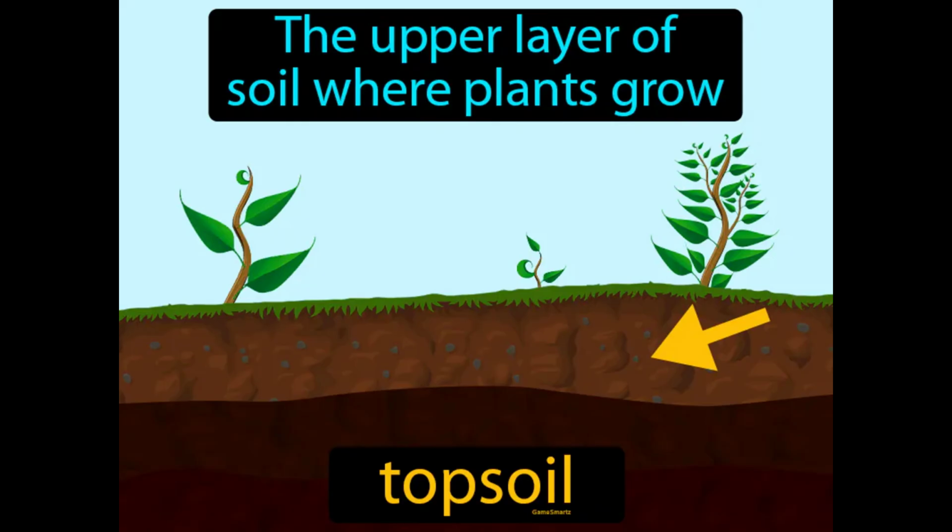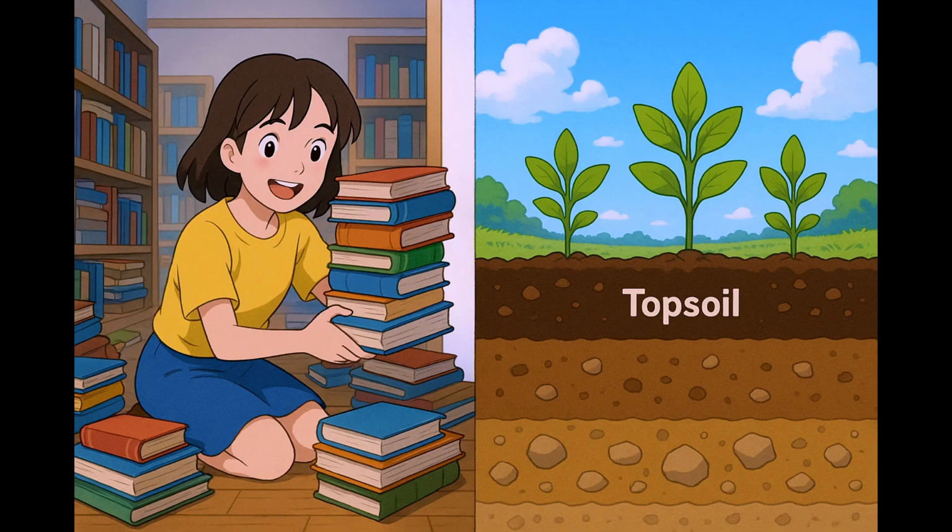The upper layer of soil where plants grow. Topsoil. Topsoil is the rich, fertile layer of soil on the Earth's surface that provides nutrients and support for plants to grow. Imagine trying to find a book in a large, cluttered library where everything is stacked randomly. Just like you need to sift through the top layers of books to find the one you're looking for, plants rely on topsoil as the initial layer they interact with to access nutrients.